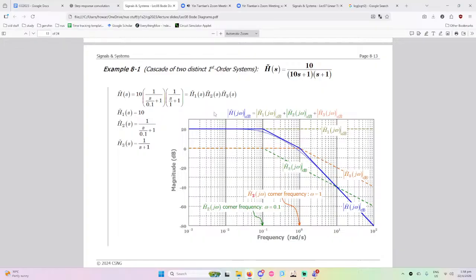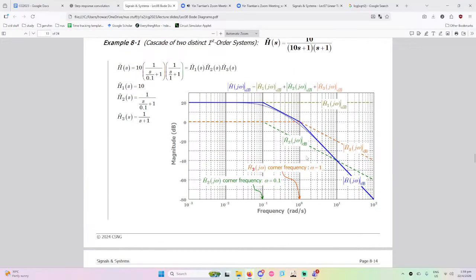Now the only thing we need to do is to sum them up. So we are going to divide the frequency domain into different segments such that within each segment we only have straight lines. Right? So to do the summation, we divide the frequency domain into different segments, and then do the summation. In this way, we are going to obtain the magnitude response of H tilde(s).